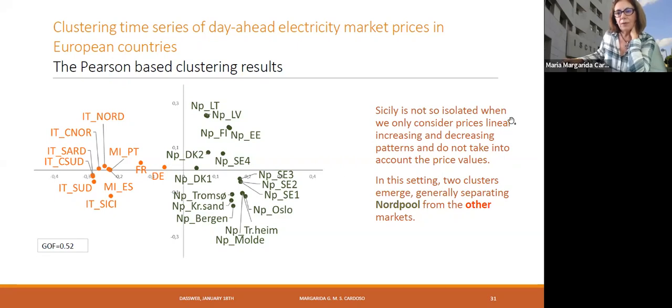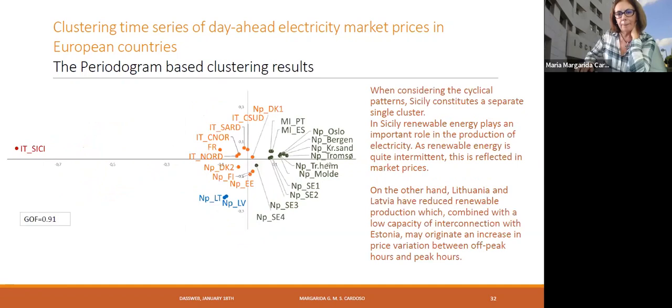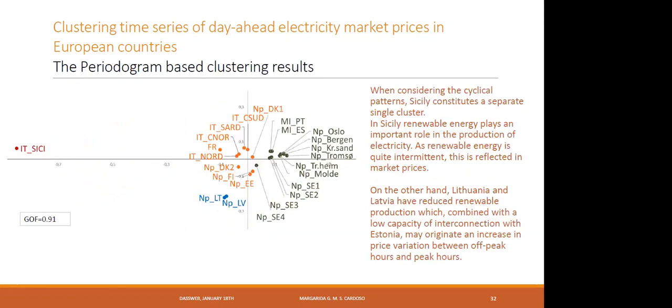So in fact, we see here that considering this distance, the linear increasing and decreasing patterns are being considered. And so we just find these two main clusters, one that is separating what we call the Nord Pool market and the other markets apart. So price tendencies to increase and decrease are very different for these two clusters.